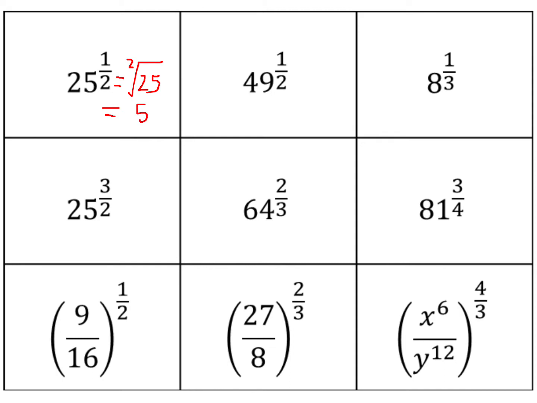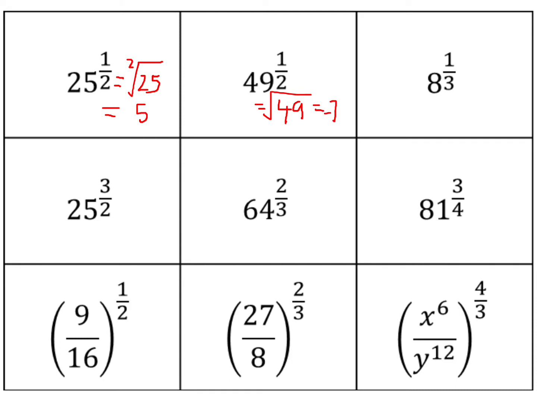So the power of a half just means square root, okay, so it's the bottom number that is the square root, okay, and then we will come on to what the top number means in a second. But essentially, if it's just 1 on the top, it doesn't actually change my answer. Okay, 49 to the half, square root of 49, so knowing our square numbers, is 7. So the answer is 7.